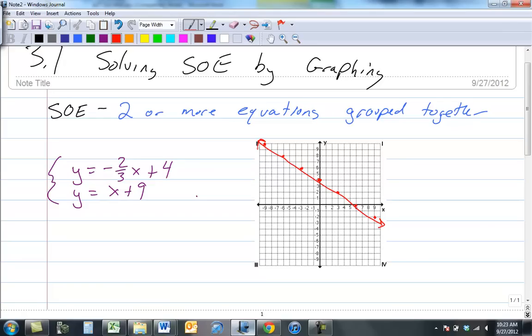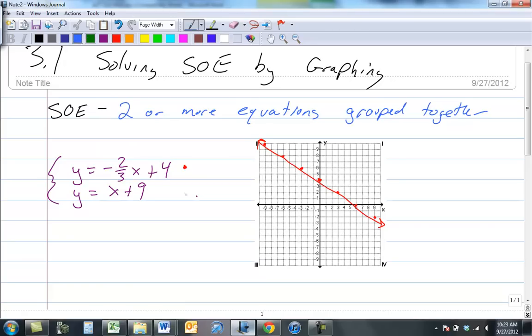Alright. Then we're going to graph the other equation. Before we do that, let's go back to all these points that we made. All of these points are solutions to this first equation. All these points are solutions to this equation. If you took the point, for example, (6, 0), negative 2/3 times 6 is negative 4. Negative 4 plus 4 is 0. See how that is a solution.